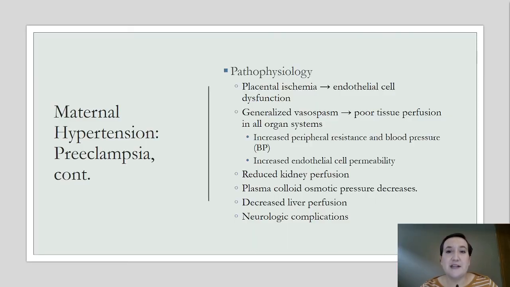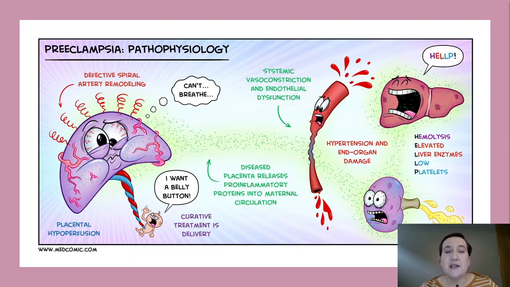Vasospasms, we'll see that as well. We see that increased peripheral resistance, as I mentioned, but then as well, if I go on to the next slide, these vasospasms release these pro-inflammatory proteins as this occurs, and this causes damage in our liver.